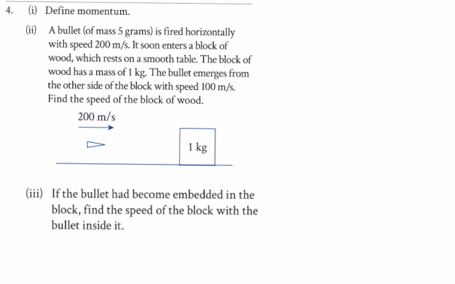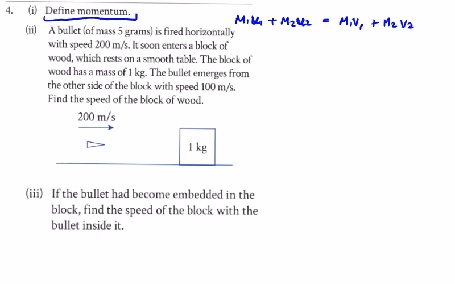Here we have question 4. It asks you to define momentum. The product of mass and velocity is momentum. So this m1v1 plus m2v2 involved in this question is equal to m1v1 plus m2v2. And I'm putting v's instead of u's. m1u1 plus m2u2 equals m1v1 plus m2v2. A lot of m's and v's.